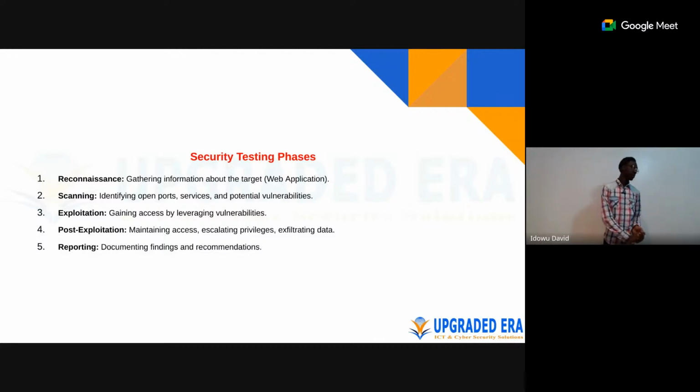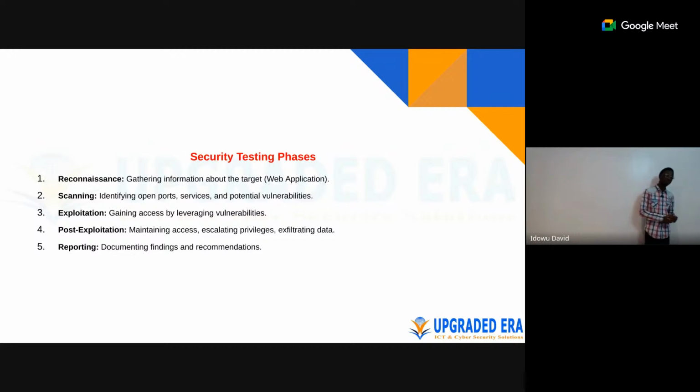So what are the phases in security testing? First of all, we have reconnaissance, or what we call information gathering. What you do in reconnaissance is gather as much information as possible about your target, which is the web application. Second, we have scanning. Sometimes scanning is mixed up with information gathering, because one of the ways you gather information is also scanning. When you scan, you want to identify vulnerable services, potential vulnerabilities, open ports, and so on.